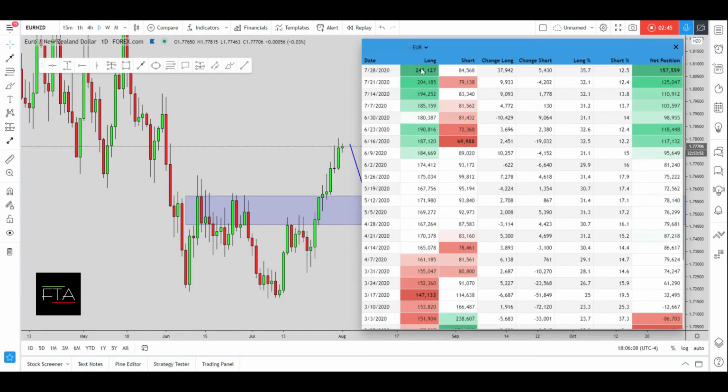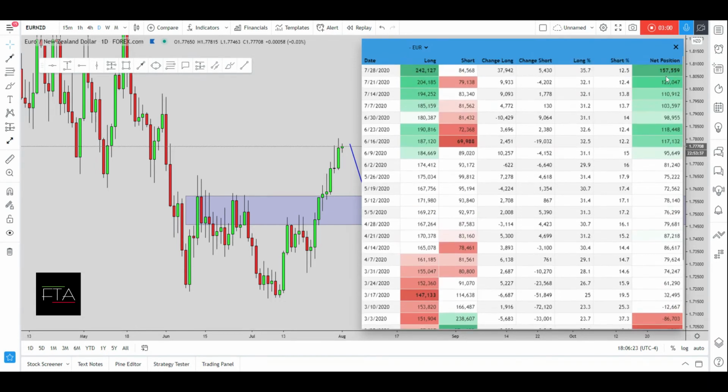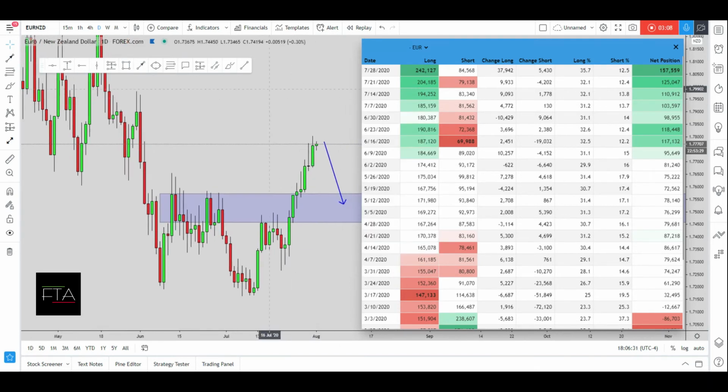Let's start from the Euro. Now on the Euro, we can see that clearly we went from 147k longs to 242k longs, specifically from a situation where we had way more shorts than longs from an institutional perspective on the Euro, to a situation where we now have positive net positions, so more longs than shorts, 242k longs and 84k shorts. And in fact, all Euro pairs have been moving to the upside very aggressively.